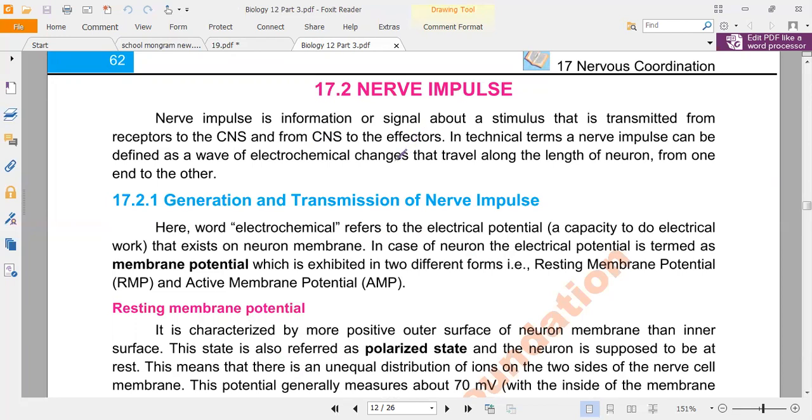Actually, in technical terms, a nerve impulse can be defined as a wave of electrochemical changes. Wow, it's a different name. Electrochemical changes. How does it happen in our body? We will see in a few minutes. It travels along the neuron from one end to another. How these electrochemical changes happen, we will see in the generation and transmission of nerve impulse.